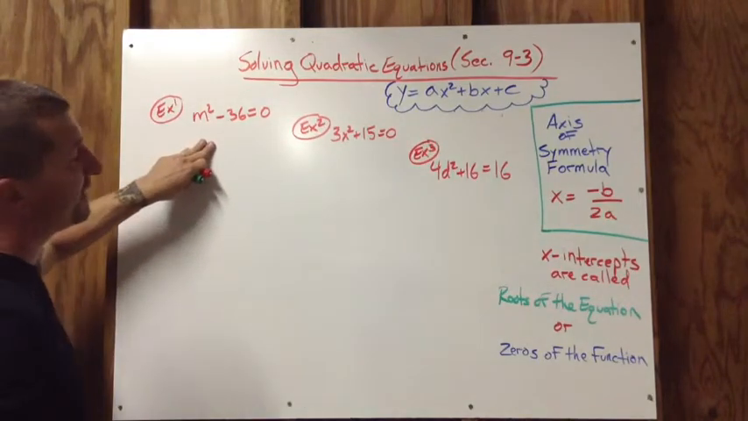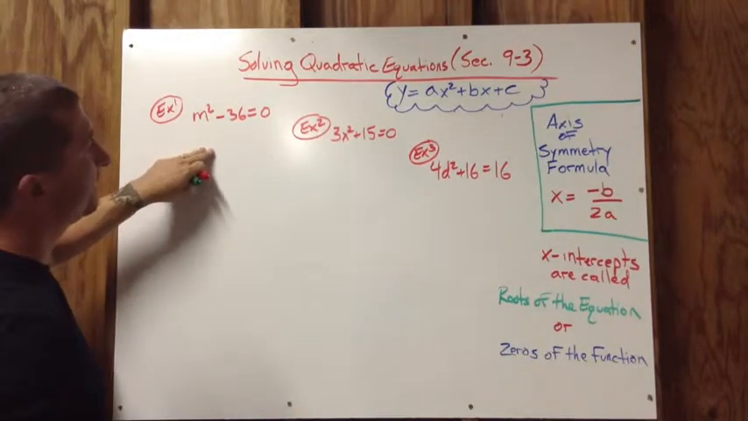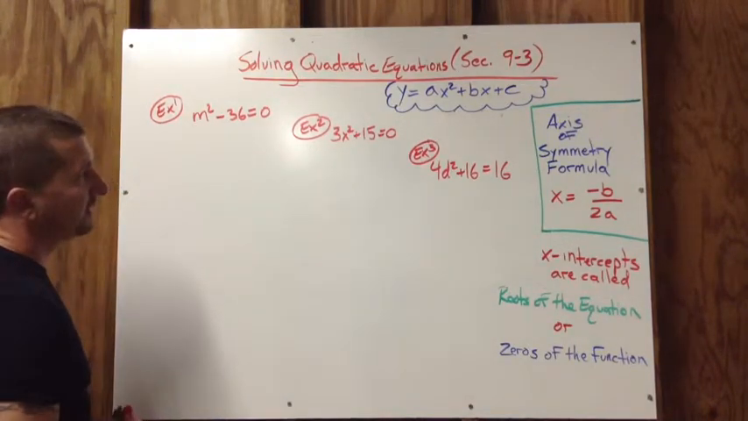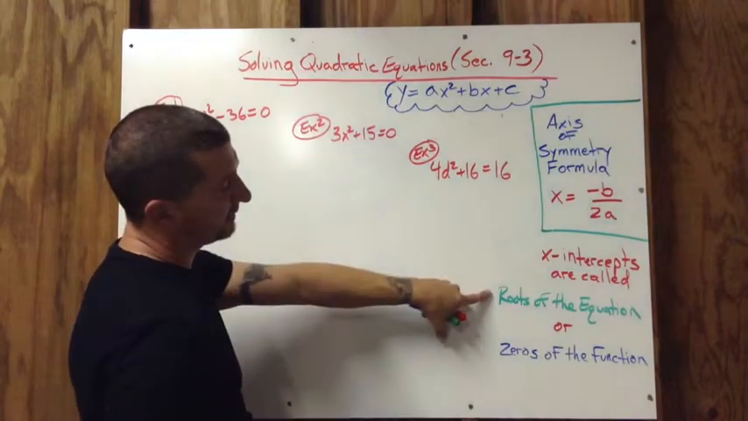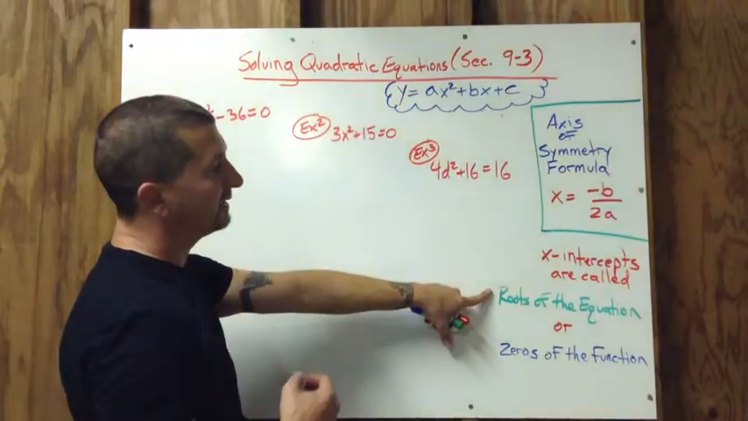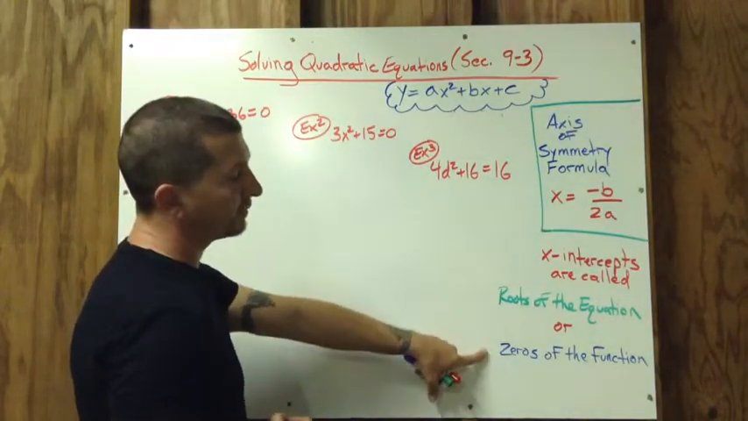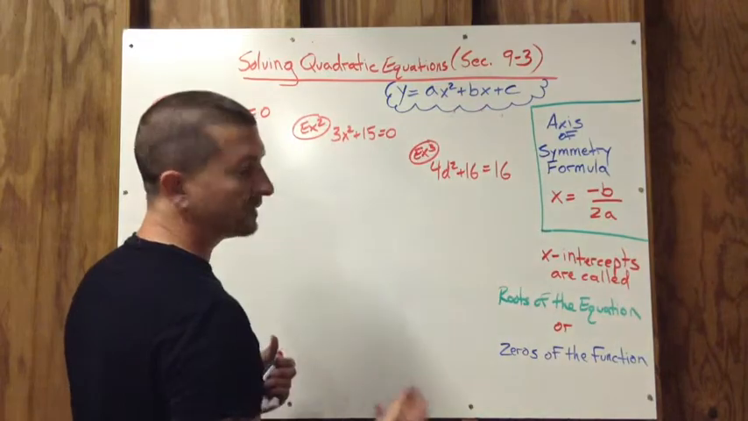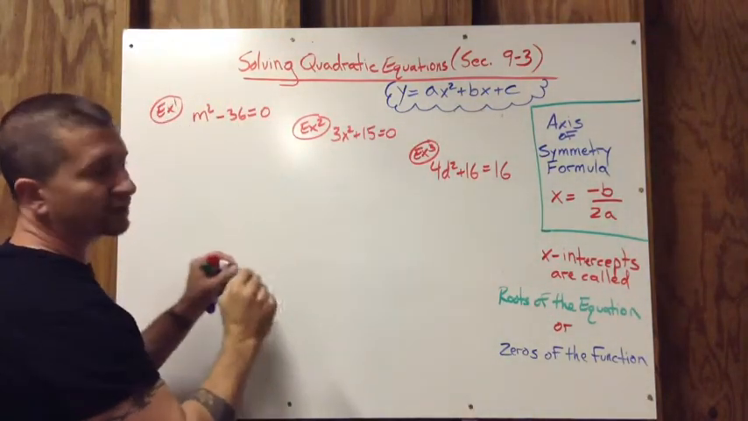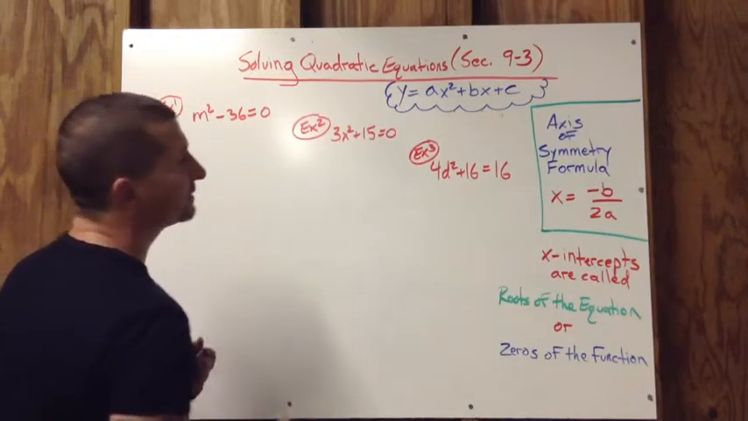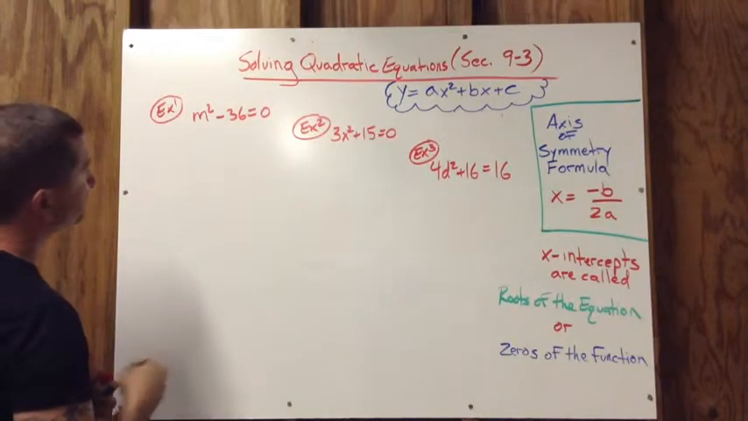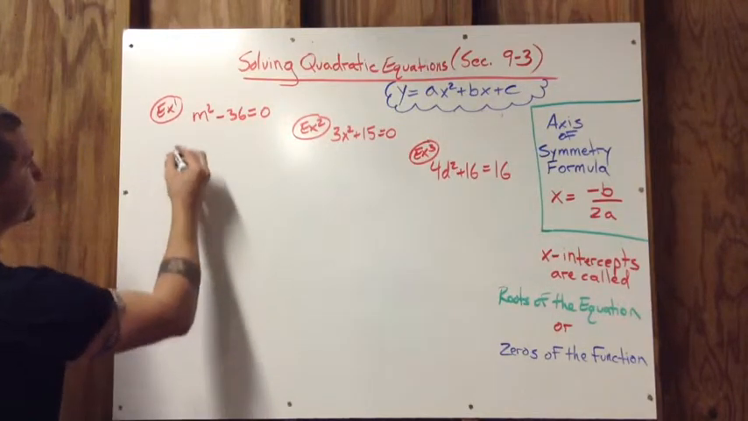Okay, let's solve these without using the graphing method and find out if there are any solutions for our variables. Also, just a quick note, that when you find those x-intercepts where they cross the x, those are called the roots of our equation, or the zeros of the function. There's two names that mean the same thing. Where the parabola crosses the x-axis, those are the roots of the equation, or the zeros of the function.